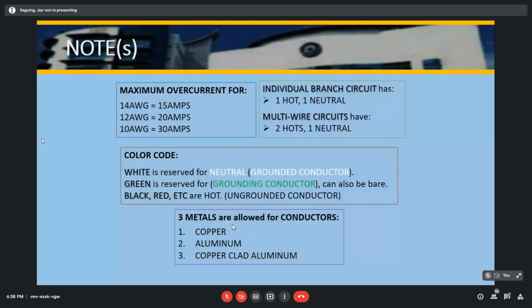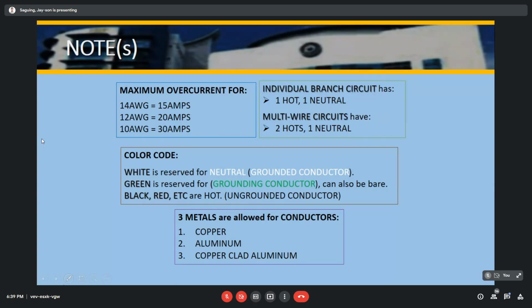Take note, the maximum overcurrent for 14 AWG is equals to 15 amps, 12 AWG is equals to 20 amps, 10 AWG is equals to 30 amps. An individual branch circuit has one hot, one neutral. For multi-wire circuits have two hot, one neutral.